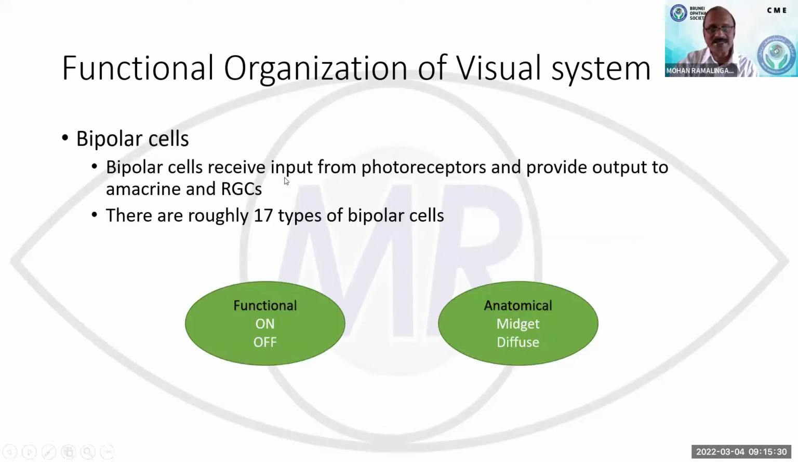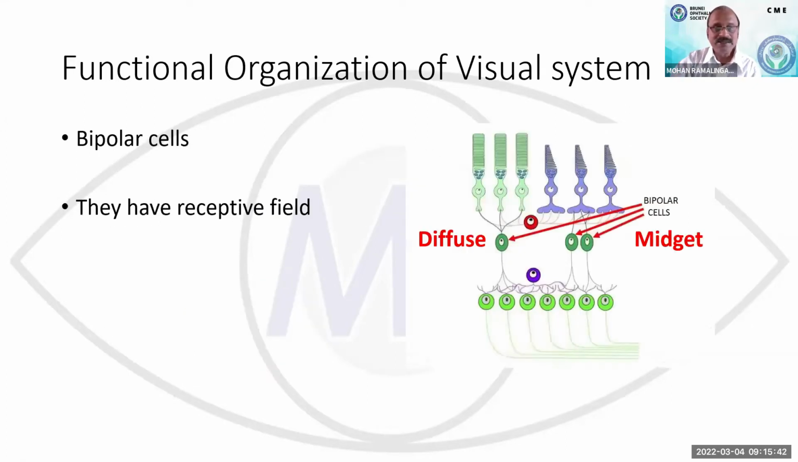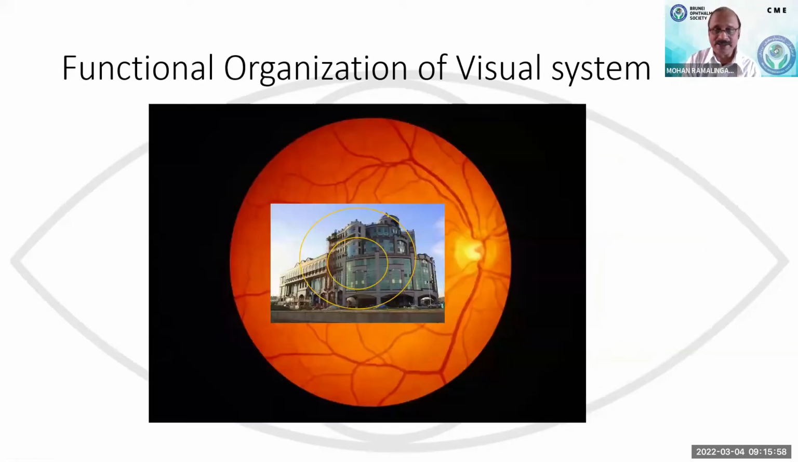The bipolar cells, there are different types of bipolar cells. They are classified according to their function and anatomical nature. To know very simply, if they connect with a single cone, they are called midget bipolar cells. And if they have connections with many cones and rods, they are called diffuse bipolar cells. Why do we need to know this?